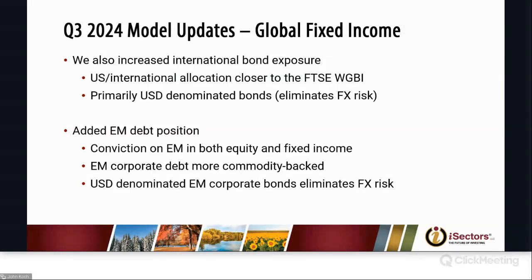If a global financial crisis does occur, the EM bonds, because of that commodity link, should at least be partially insulated from any sort of financial crisis because of that tie to commodities.